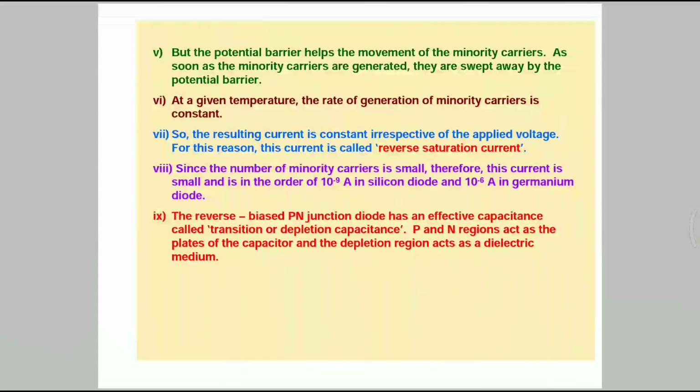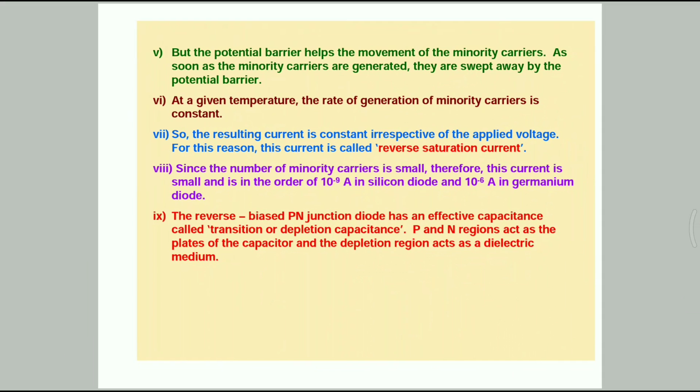But the potential barrier helps the movement of the minority carriers. As soon as minority carriers are generated, they are swept away by the potential barrier. At a given temperature, the rate of generation of minority carriers is constant. So the resulting current is constant irrespective of the applied voltage. For this region, this current is called reverse saturation current.